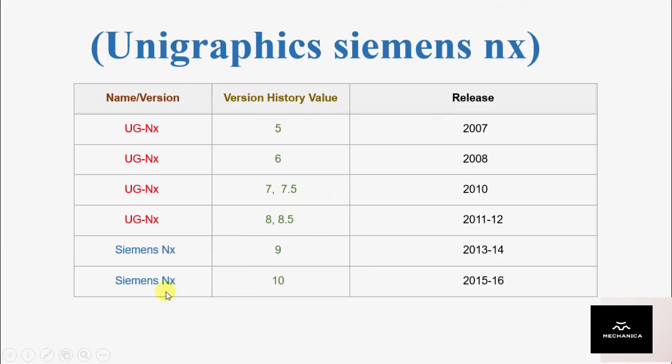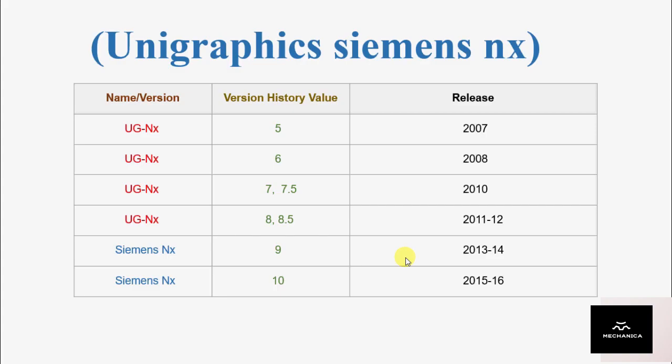The latest version that is available to us is Siemens NX 10, which was released in 2015, and the oldest version that is available is UG NX, with version value 5, which was released in 2007. After that we have versions like UG NX 6, 7, 7.5, 8 and 8.5. After version 8.5, its name was changed to Siemens NX, that is NX 9 and NX 10.